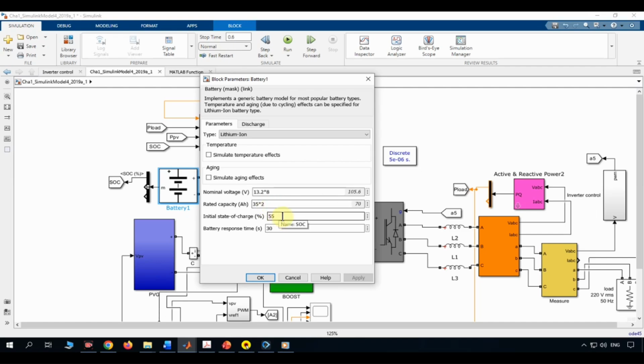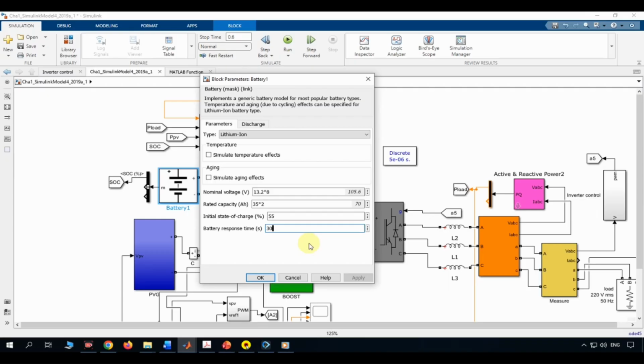Initial state of charge, percent, equals 55. Battery response time, seconds, equals 30. Initial SOC, 55%, just sets where the simulation starts. The battery begins the simulation already half-charged, which is a common way to test both charge and discharge behavior, without waiting through a full cycle.